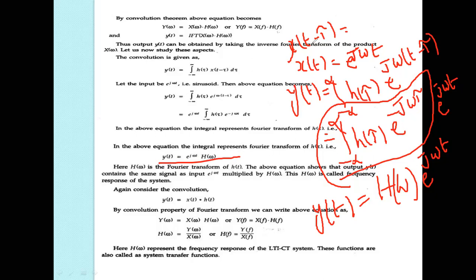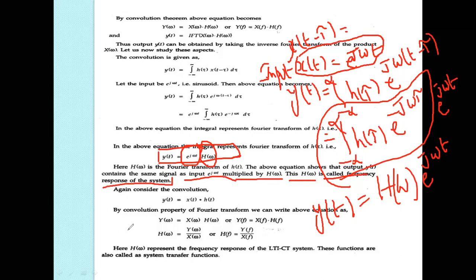Okay, what we assume here, x of t is equal to e power j omega t, nothing but it is an input. What is the output we got? Y of t is equal to e power j omega t, but it is multiplied with the H of omega. Okay, but here the H of omega is a Fourier transform of h of t. The above equation shows that the output y of t contains the same signal as the input e power j omega t multiplied by H of omega. This H of omega is called the frequency response of the system. It is also called the transfer function of the system.